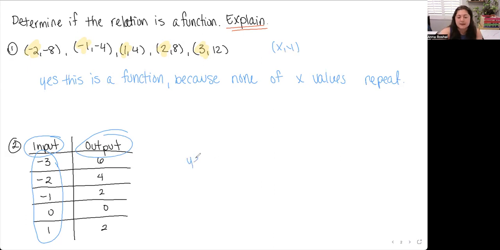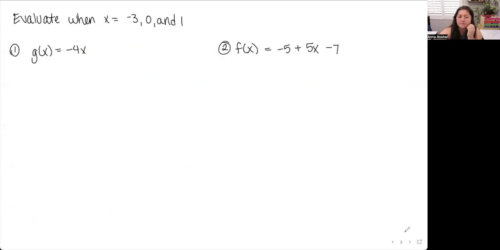So this I would say, yes. And honestly, as a former Algebra 1 teacher, I would totally accept this as an answer. I wouldn't desire anything more, nothing less. This is a function because none of the values repeat, none of the input or x values repeat.